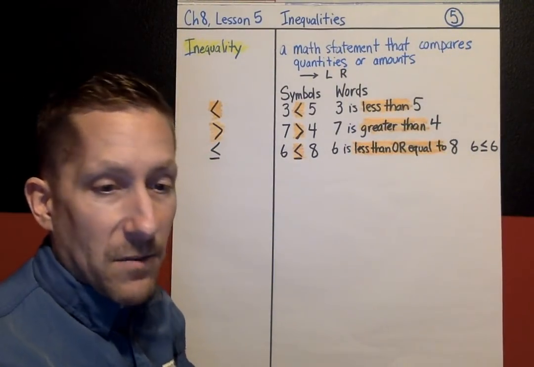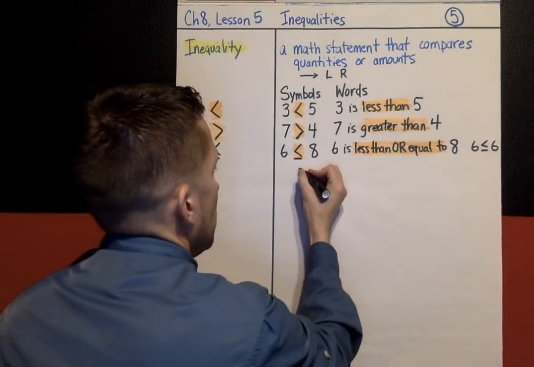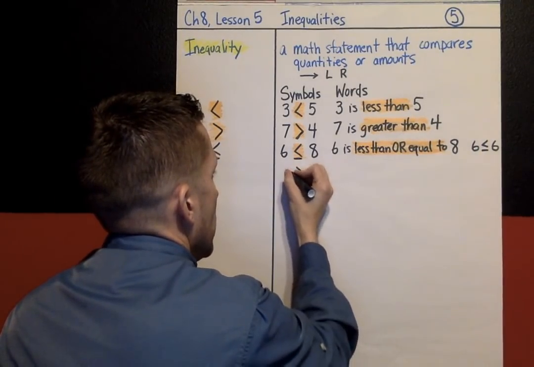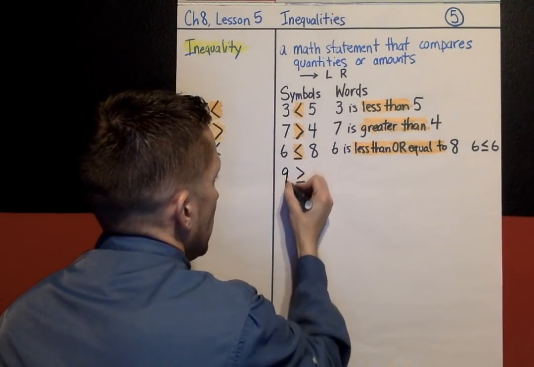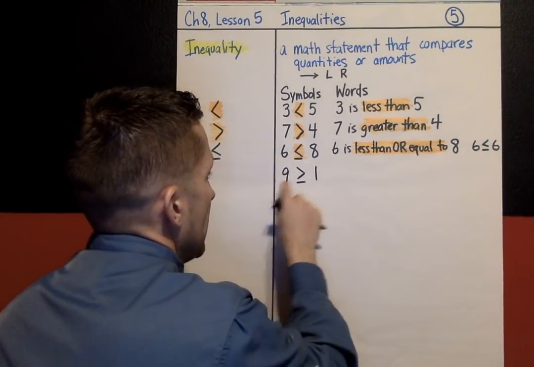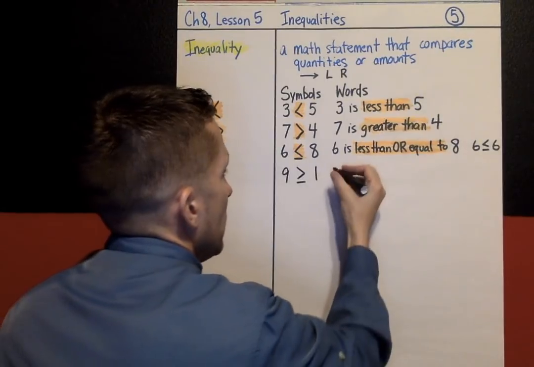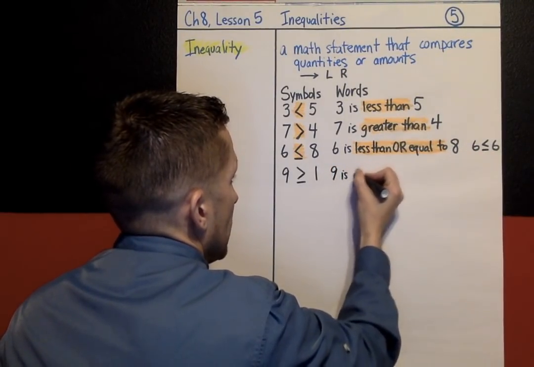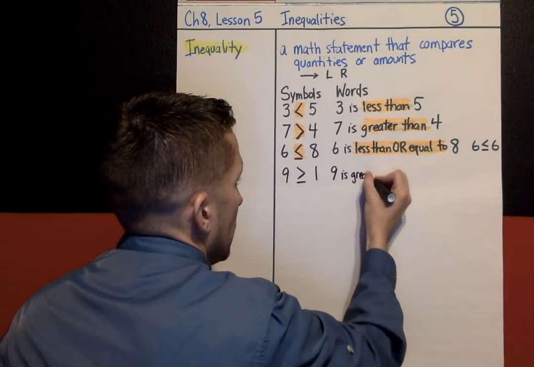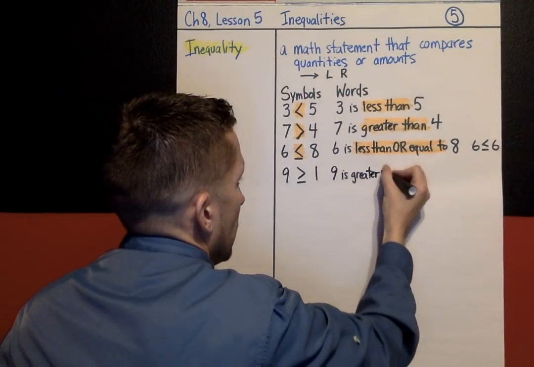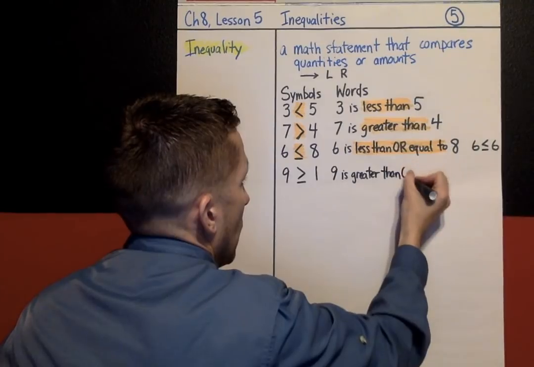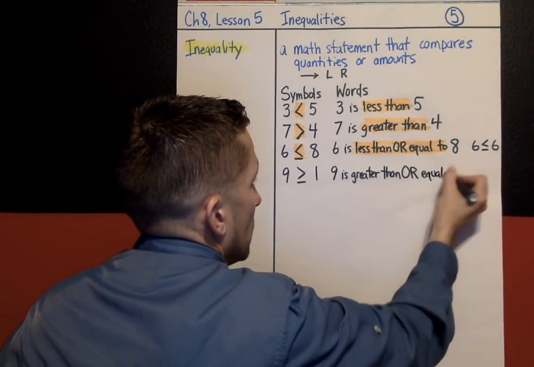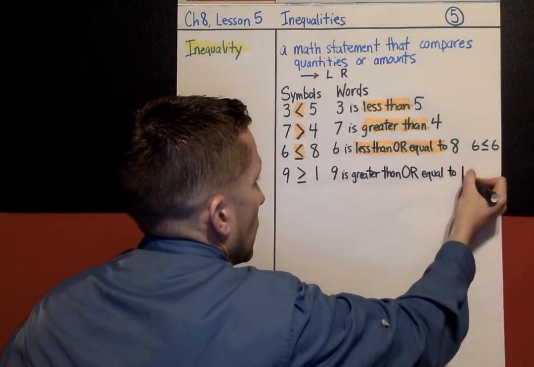So you can probably guess what's coming next. This symbol. And I'm going to put in some numbers that make this one work. 9 is greater than or equal to 1. I'll translate it in words. 9 is greater than or equal to 1.